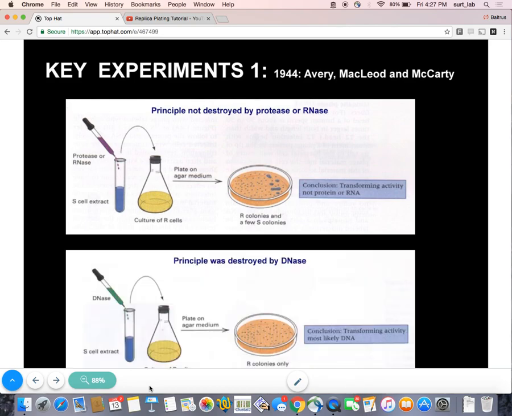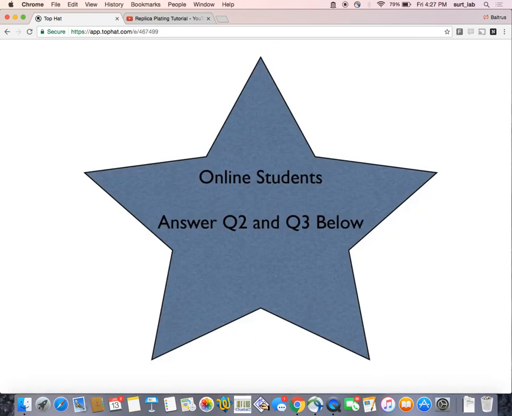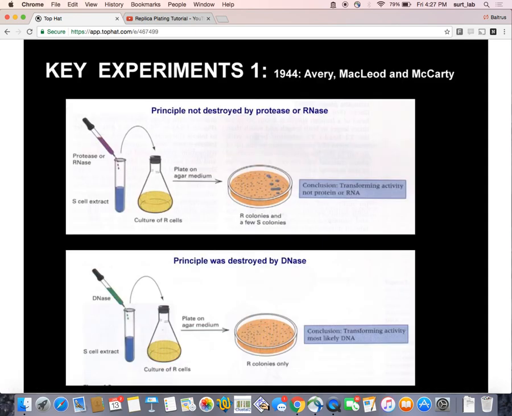The one that did eliminate the transforming principle, though, was DNase. DNase is going to take out DNA. If you put that into the S cell extract, it would eliminate all the DNA. If you mix that into the culture of R cells, you got no S cells back. You got no goopy cells back. And so this, in textbook form, nicely and clearly and definitively shows that DNA is the transforming principle.